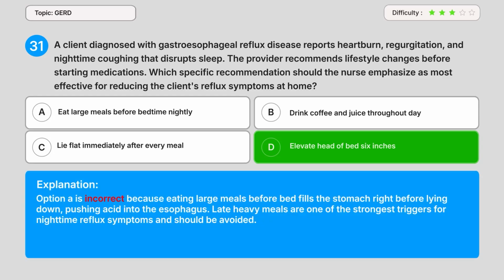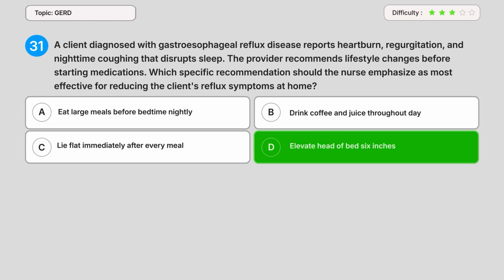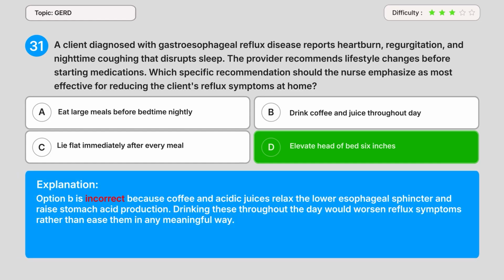Option A is incorrect because eating large meals before bed fills the stomach right before lying down, pushing acid into the esophagus. Late heavy meals are one of the strongest triggers for nighttime reflux symptoms and should be avoided. Option B is incorrect because coffee and acidic juices relax the lower esophageal sphincter and raise stomach acid production. Drinking these throughout the day would worsen reflux symptoms rather than ease them in any meaningful way.